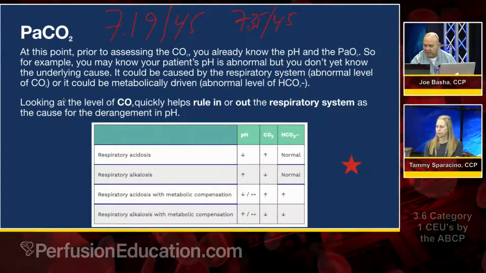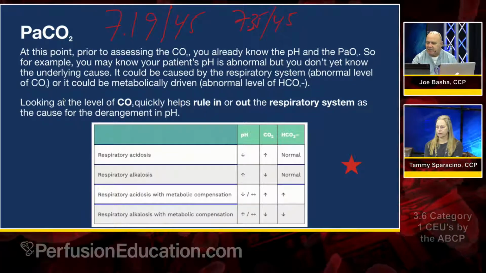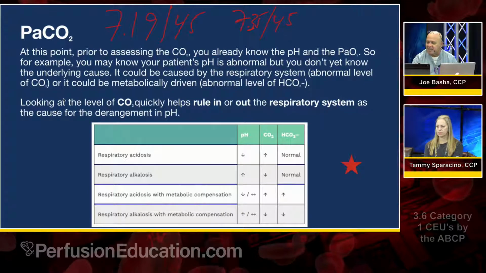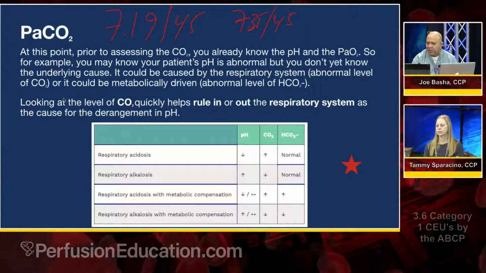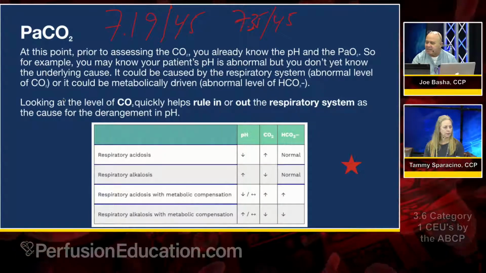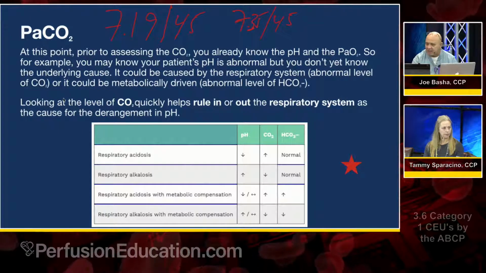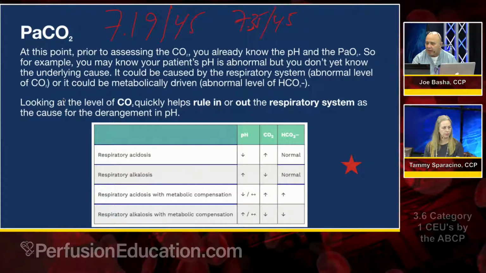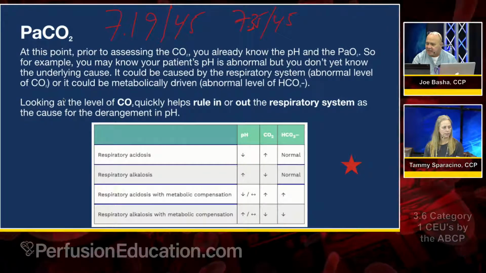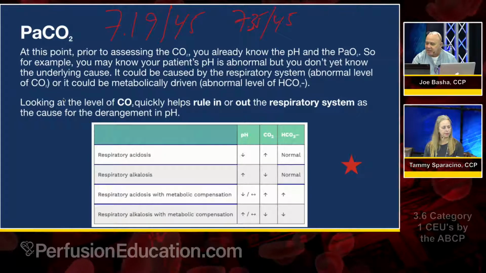So I can look at this and say that is 15 off. So I can look at this and say that my base deficit on this particular blood gas is going to be somewhere around minus 12. I could guess what that bicarb is going to be by the difference. By the difference, right.